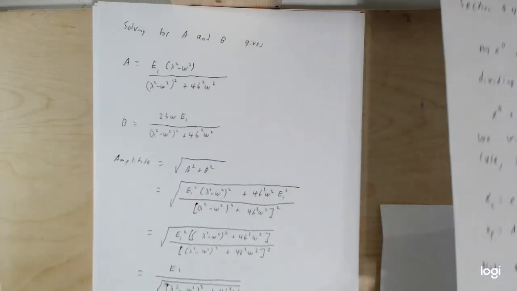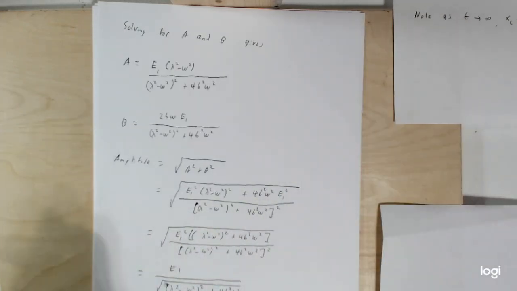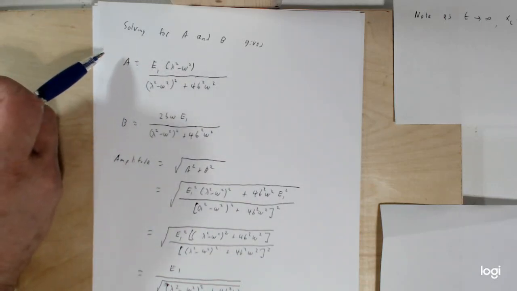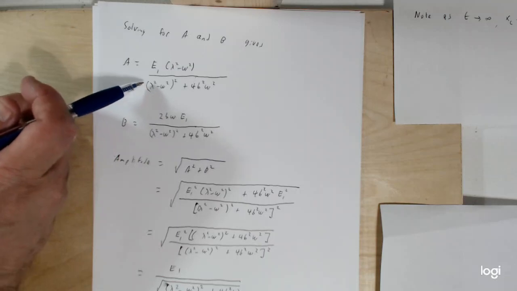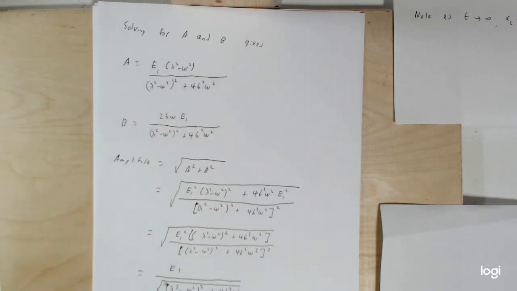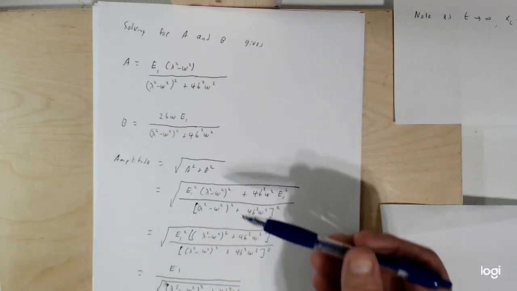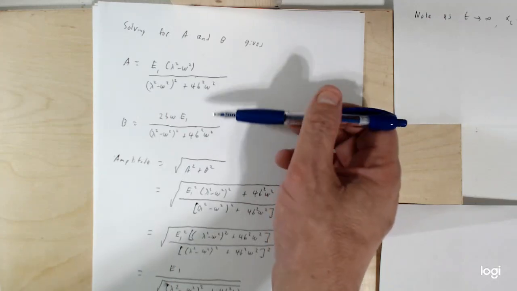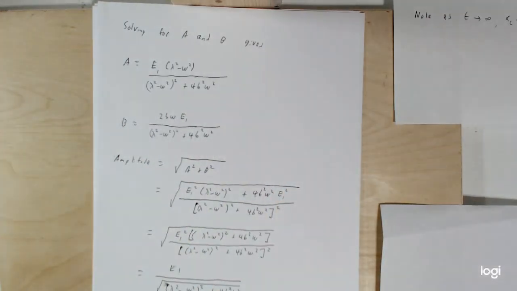So when we go through and we solve that, you get A is E1 times lambda squared minus omega squared. And then your denominator is lambda squared minus omega squared, quantity squared, plus 4b squared omega squared. A lot of messiness here. Main thing to notice is that the denominators of A and B are the same. Okay, so 2b omega E1 is the numerator for capital B.